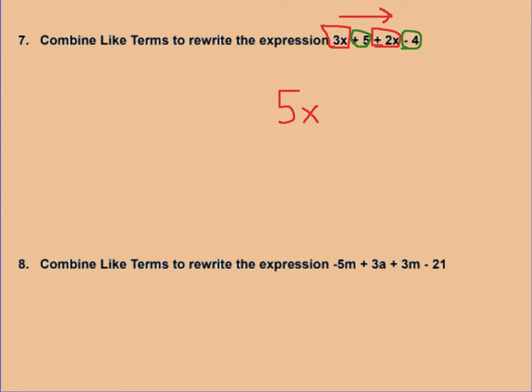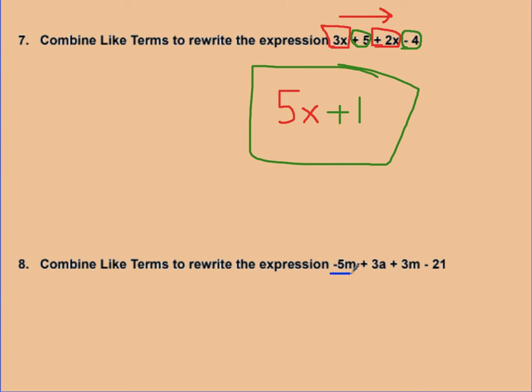So we'll color code these so we can see them clearly. 5 minus 4 is 1. So that's going to be a plus 1 or a positive 1. So combining like terms here, we have 5x plus 1. All right, let's try the last one together too.